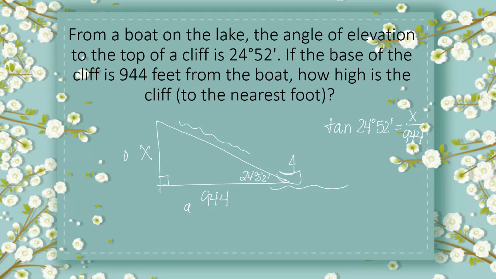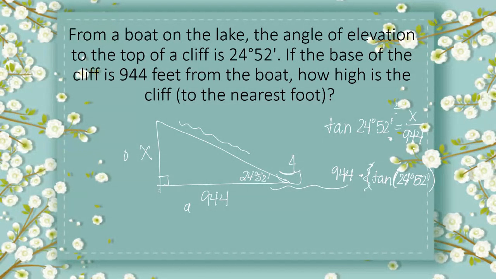Now, here's the little tip, trick, whatever. If your number is on the bottom, like the 944 is, multiply. If the number is on top, divide. So I'm going to take 944 times, and I'm going to put it in my calculator in this order. I'm going to take 944 times, and then tangent of 24 degrees 52 minutes, and I'm going to use that button that I just showed you on the last slide.